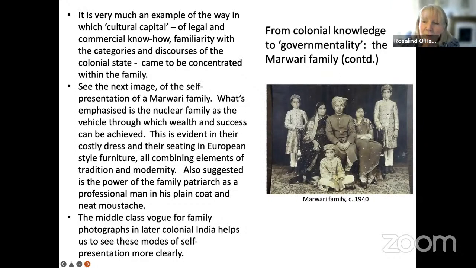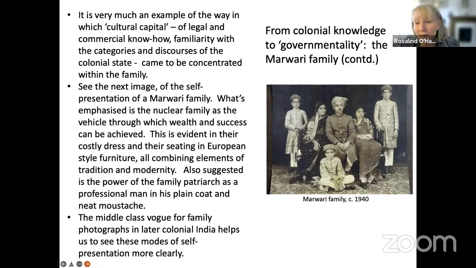So let's look here at an image of a Marwari family from the 1940s, about 1940. And what's emphasized here really is the nuclear family. Here we have the patriarch, we have the wife, and then we have the 4 children. The nuclear family is the vehicle through which success and wealth can be achieved. That success and wealth is evident there in their costly dress. But of course, the dress, whilst costly, is offset by the fact that this is a very European setting. There they are sitting on a sofa, as it were, on European style furniture.